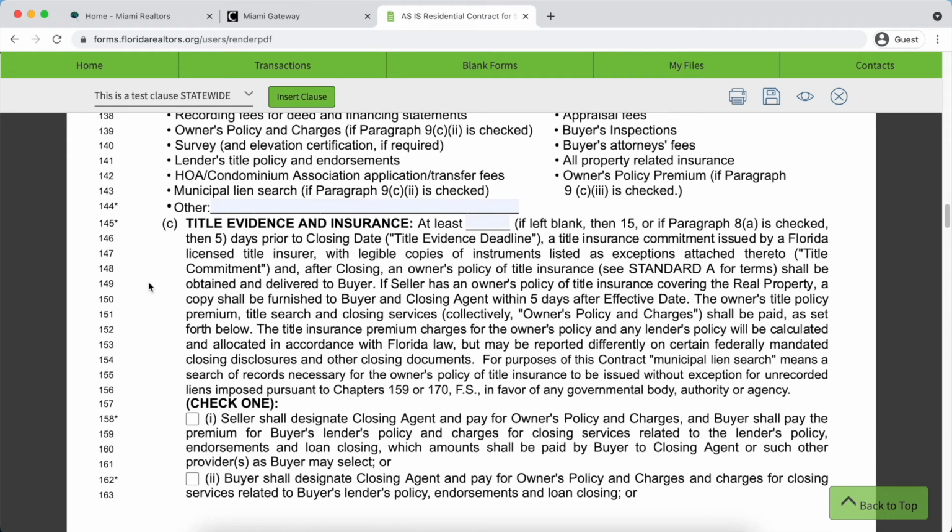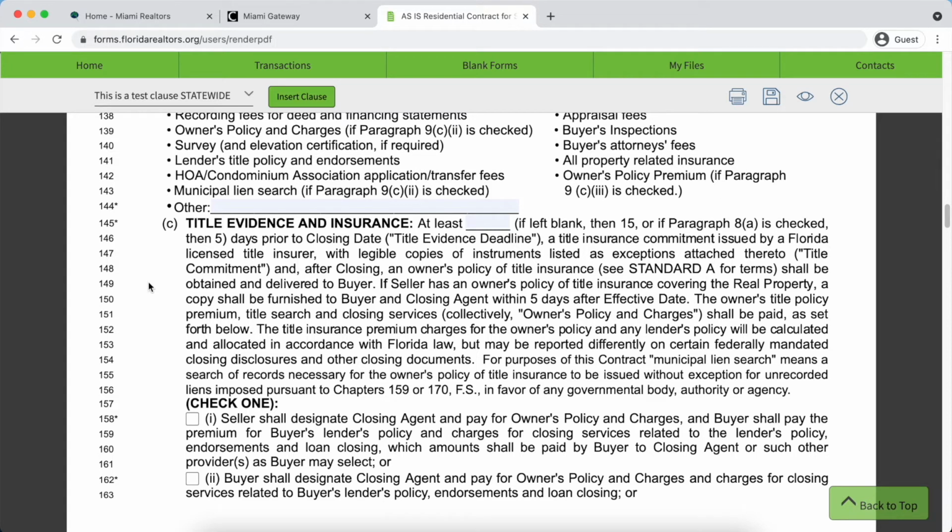Title evidence and insurance. I see this one here. I'm going to explain to you that I see a lot of agents that are representing a buyer and don't take the time to review the title policy. So what happens is that the title agent that's preparing the documents for closing is going to get a title insurance commitment. That title insurance commitment is going to lay out what exactly is being insured in that title. If there's any exceptions, they're going to have to know what the exception is. That's very important for the buyer to know.